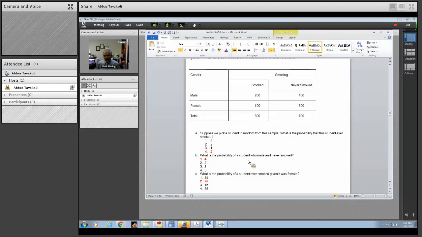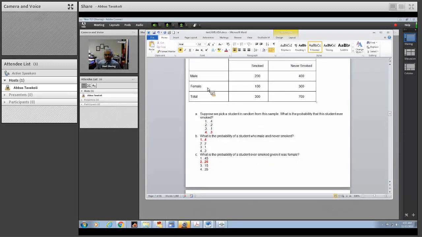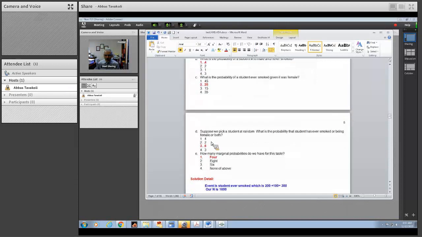What is the probability of a student who is male and never smoked? This is the cell probability. You have male never smoke, 400 of them, divided by 1,000, you get 0.4. What is the probability a student ever smoked given female? Because it's a given, it is conditional probability. We're asking among the 400 females, 100 of them ever smoked. So 100 over 400 is 0.25.